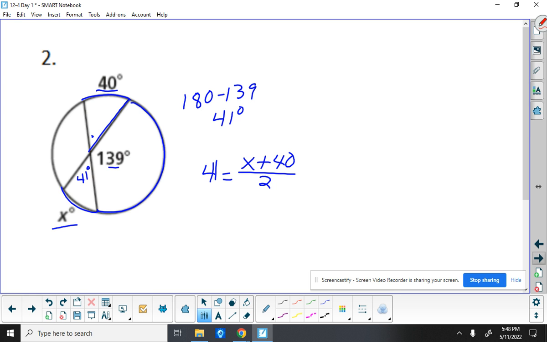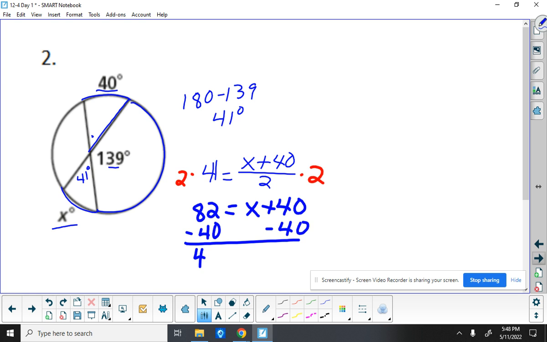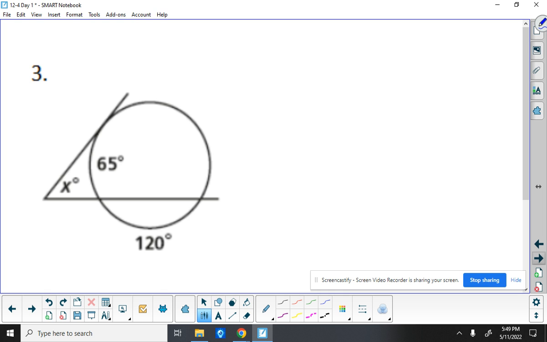Now, I need to solve for x, so I'm going to multiply both sides by 2. Okay, and that gives me 82 equals x plus 40. And then I'm going to subtract 40 from both sides. And I get 42 degrees for x. Okay. Next one.